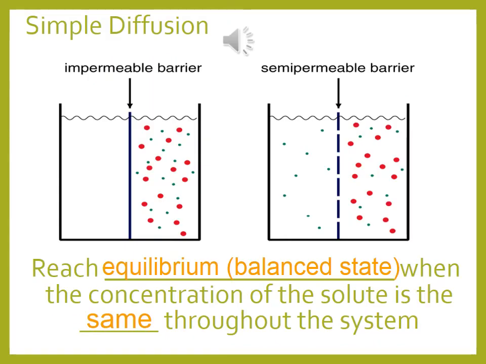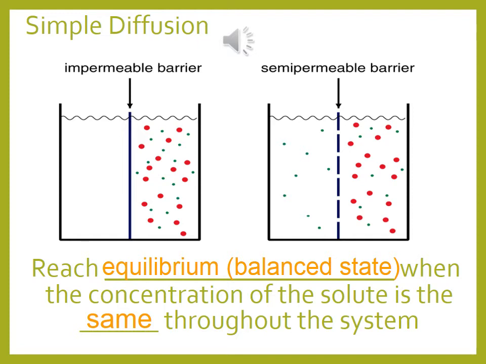Okay, as you can see here, there's an impermeable barrier in one of these. Impermeable means that nothing can get through. And as you can see there, none of those molecules are getting through because it's impermeable and they cannot move through. Then on the other one, we've got a semi-permeable barrier. It's got little openings that let some things through, but not all things.